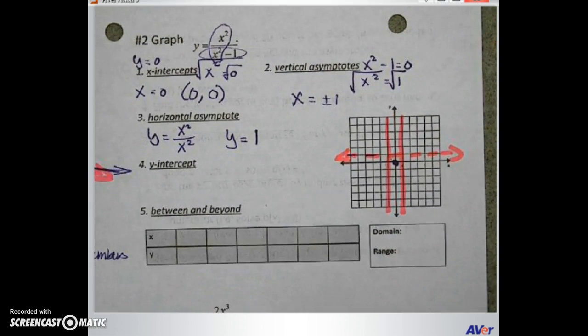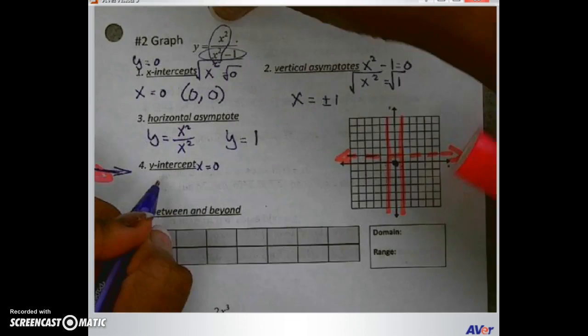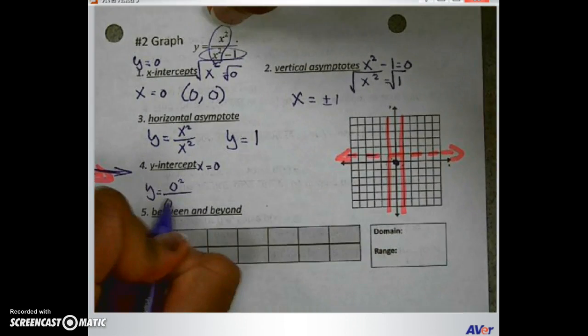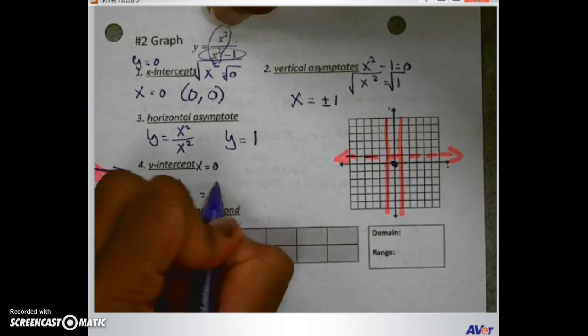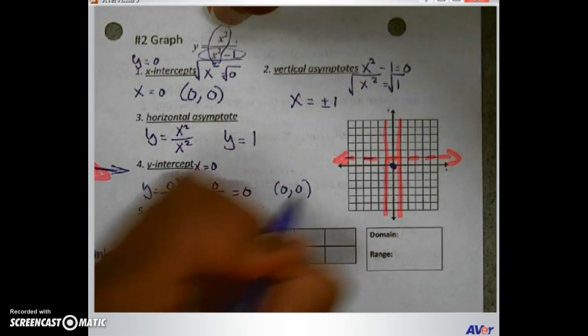Please forgive me. The y-intercept, beautiful people, remember that happens when x equals 0. So again, you'll plug in 0 into the original equation, so y equals 0 squared over 0 squared minus 1, which is 0 over negative 1, which is again 0. Which is kind of already there.